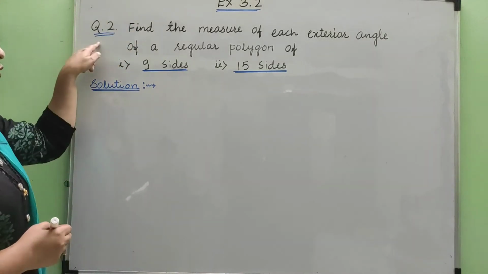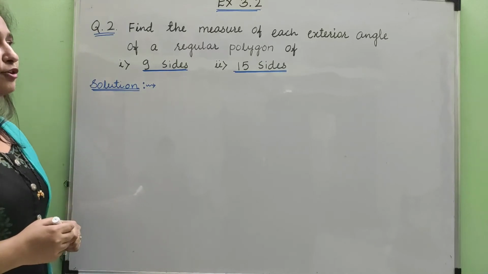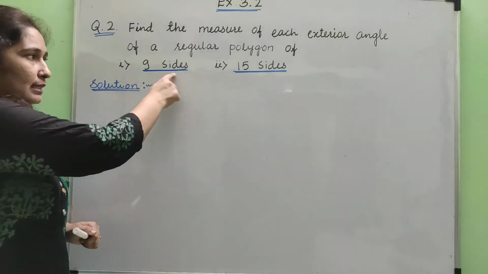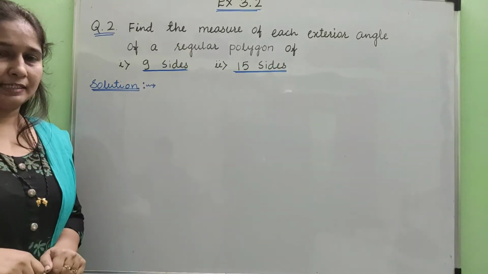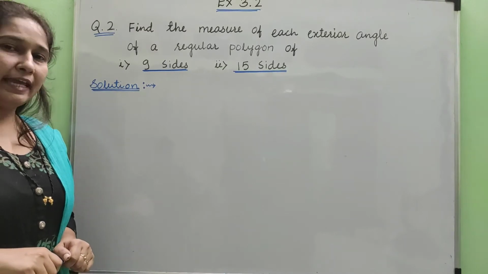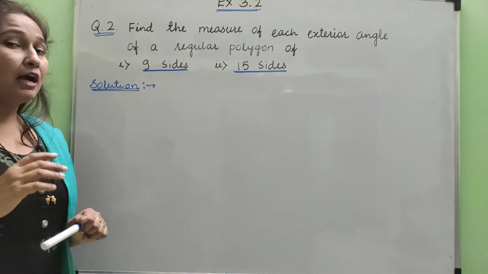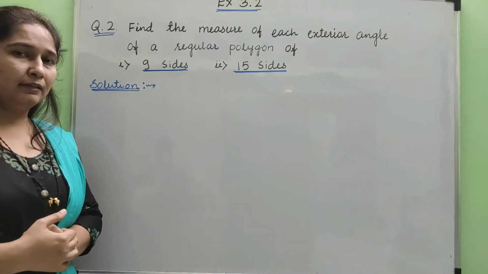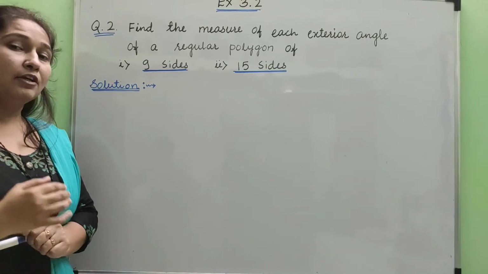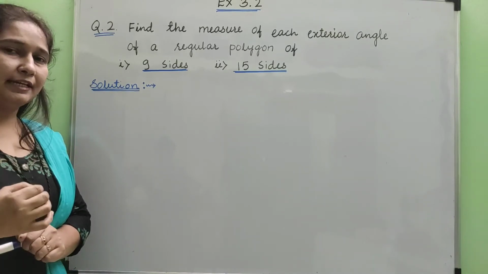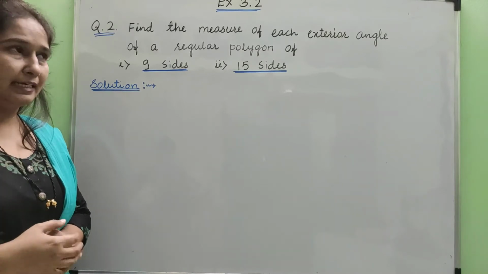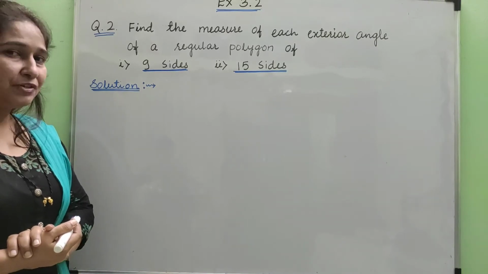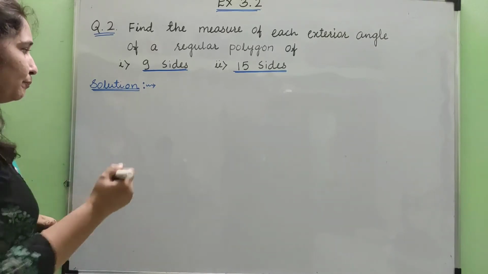Exercise 3.2, question 2. Find the measure of each exterior angle of a regular polygon of 9 sides and 15 sides. They are asking to find the exterior angle of a polygon. How to find the exterior angle of a regular polygon? We have learned that to find the exterior angle, you need to divide 360 degrees by its number of sides. So first you have to mention that formula, which formula you are using to solve this.